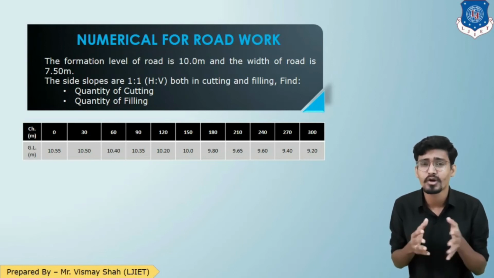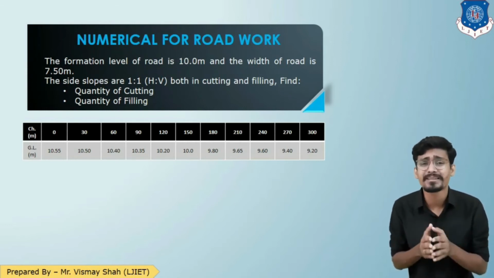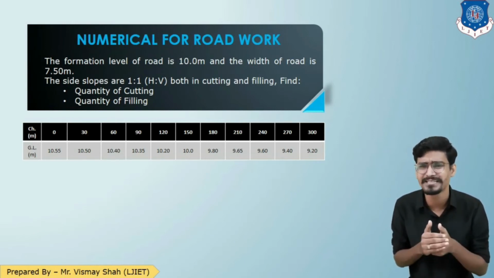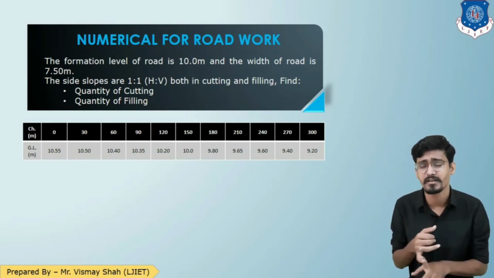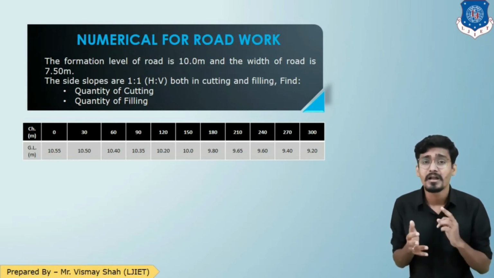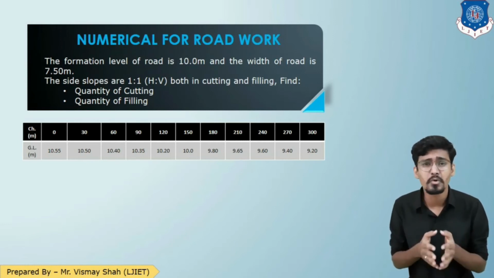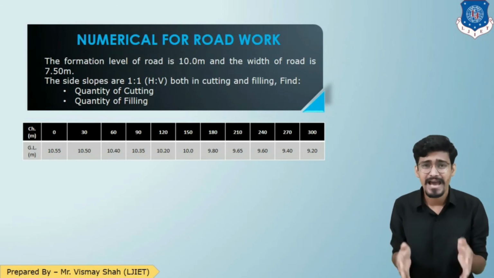So we need to find the quantity of cutting and the quantity of filling. Here we are going to do the sum by both the methods we have learned, the mid-sectional method and the mean sectional method. Again, I am repeating the data: the chainage and ground level are given, the formation level is given, the width of the road is given, and the slope 1:1 is given. So all we need to prepare is the tabular format we have learned for the mid-sectional and mean sectional methods. I am beginning with the mid-sectional method. Let us see.